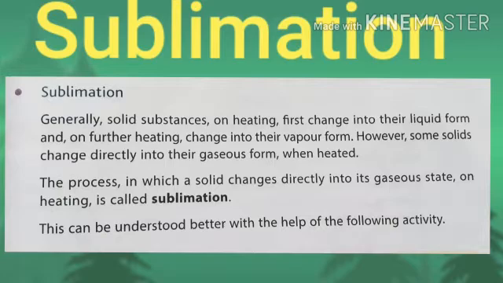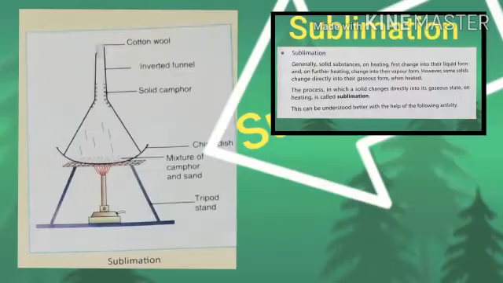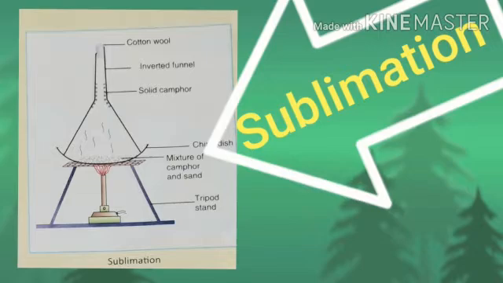When they are heated, without converting into liquid, they directly vaporize. They convert into their gaseous state. So what is sublimation? Sublimation is the process of converting a solid substance into vapor without converting into liquid.